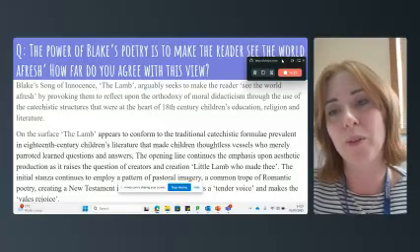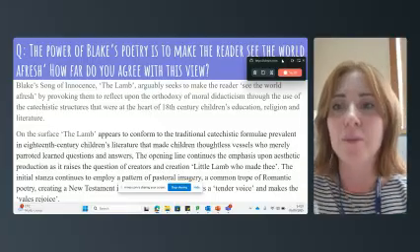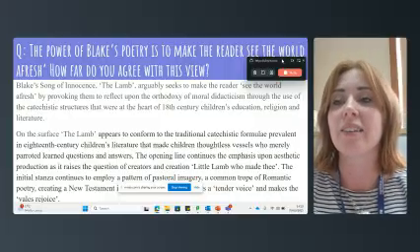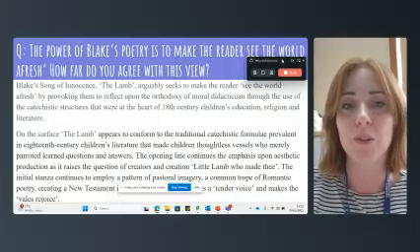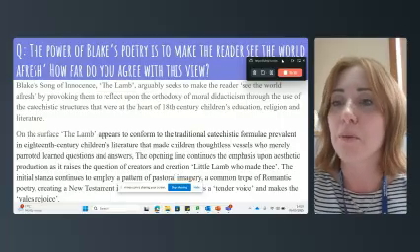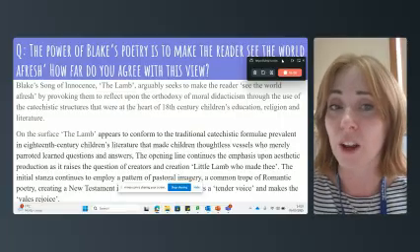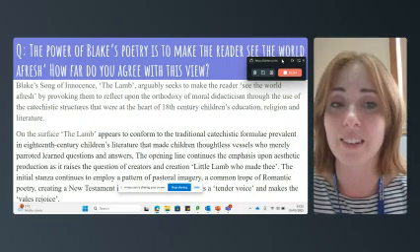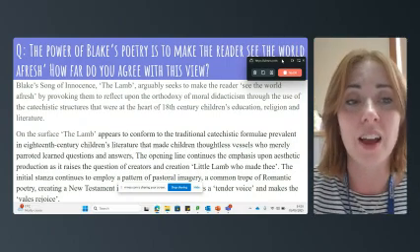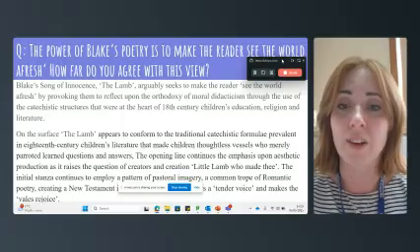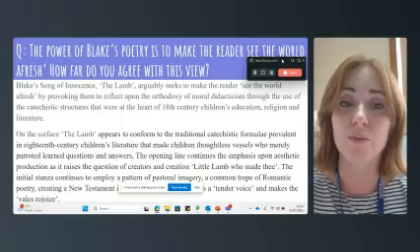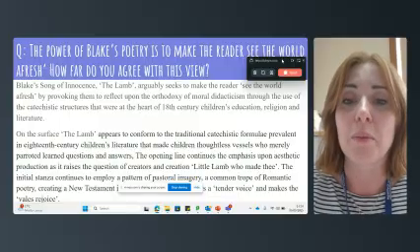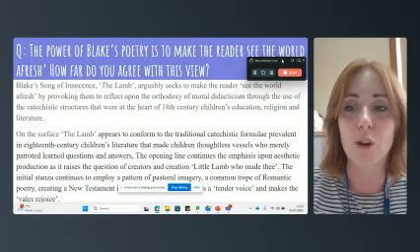So in our point, we've already kind of engaged with the question, and we've already kind of brought in a lot of context too, which is really, really good. And then it says, on the surface, the lamb appears to conform to the traditional catechistic formula prevalent in 18th century children's literature that made children thoughtless vessels who merely parroted learned questions and answers. The opening line continues the emphasis upon aesthetic production as it raises the question of creators and creation, little lamb who made thee. The initial stanza continues to employ a pattern of pastoral imagery, a common trope of romantic poetry.